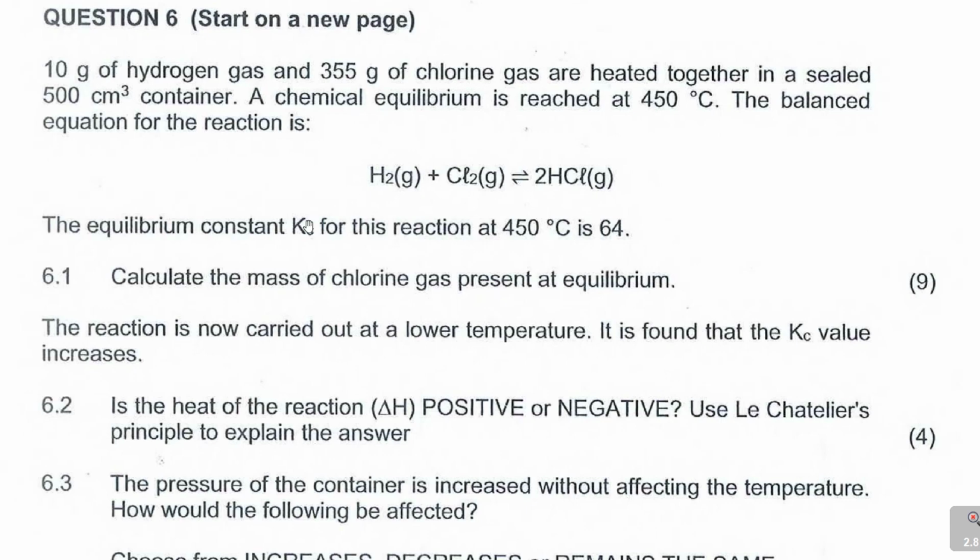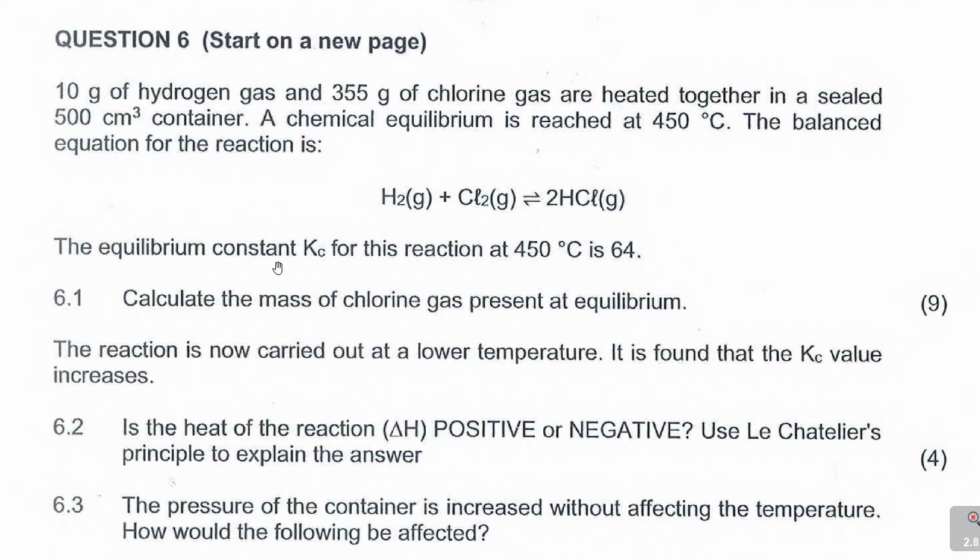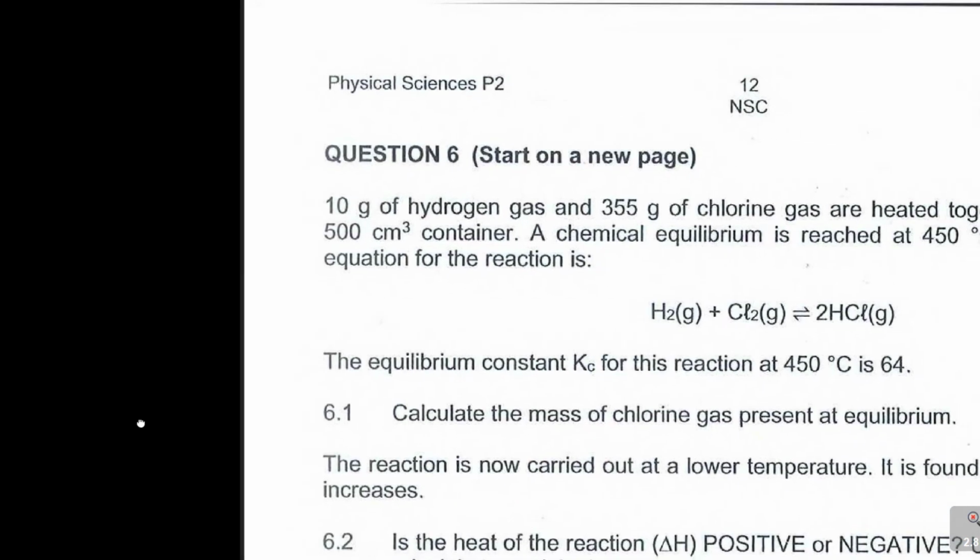So since they're interested in KC, I always say, let's look at this. They first gave me a few things here, which I need to change to moles. You must always convert things to moles. Whenever I'm dealing with KC, first I can have my RICE table. So what's the equation again? It's hydrogen plus chlorine gives 2.